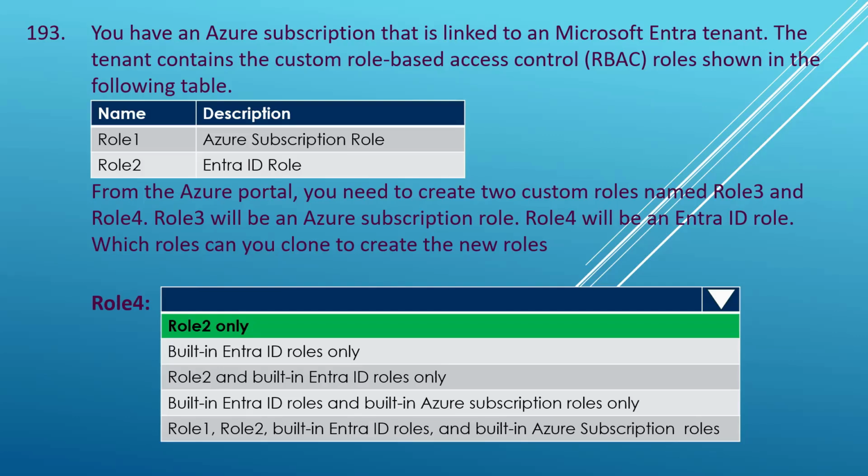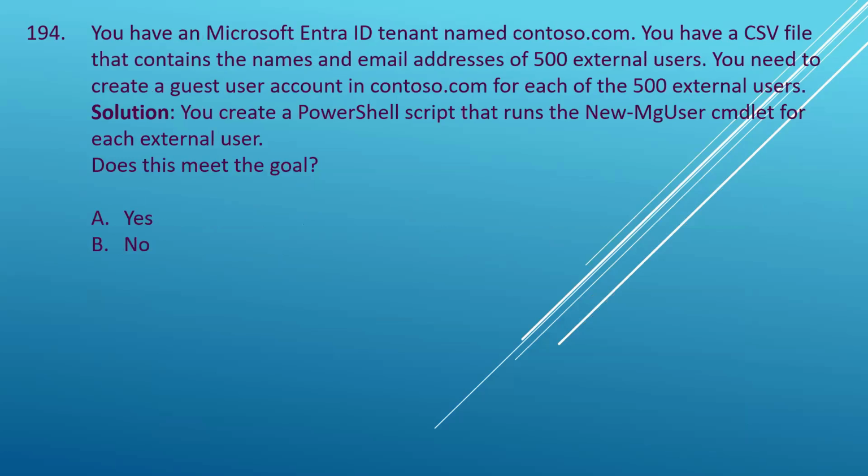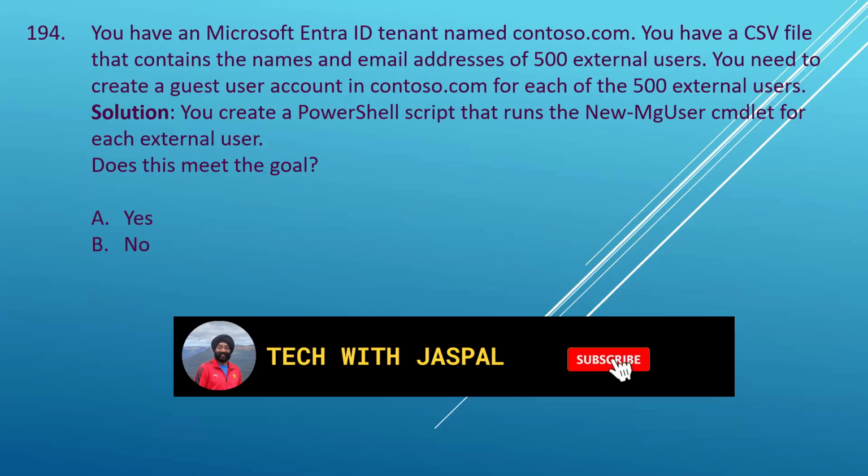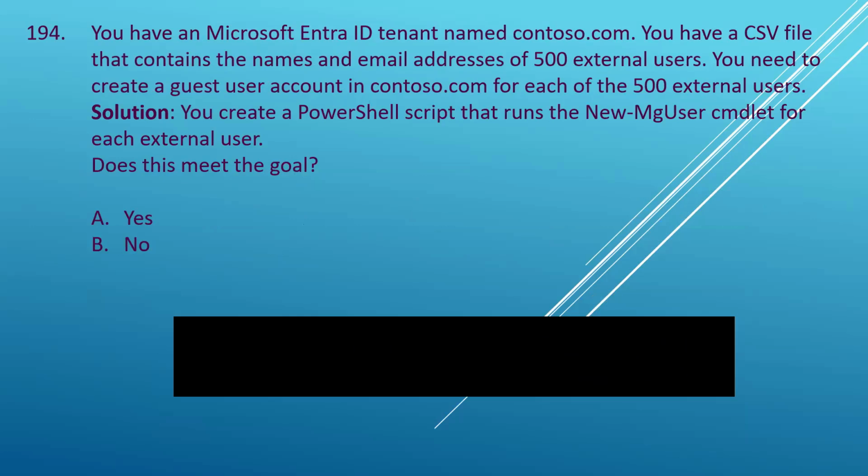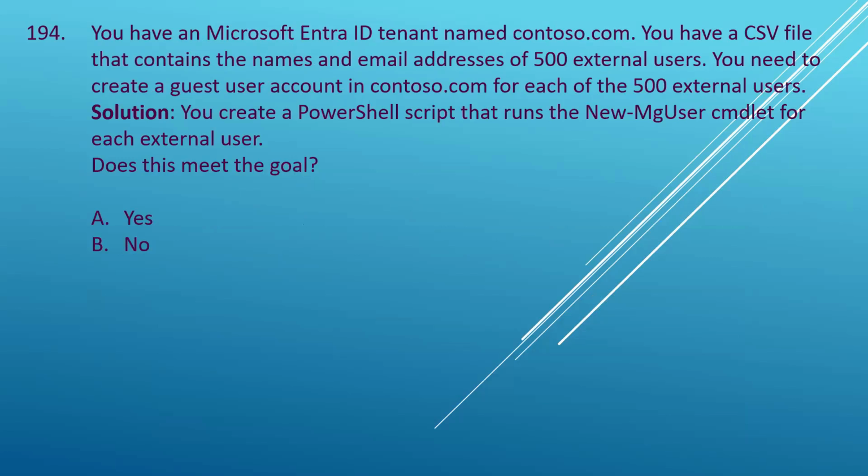Let's look at question number 194. You have a Microsoft Entra tenant named contoso.com. You have a CSV file that contains the names and email addresses of 500 external users. You need to create a guest user account in contoso.com for each of the 500 external users. And the solution you choose is you create a PowerShell script that runs the New-MgUser cmdlet for each external user. Does this solution meet the goal?